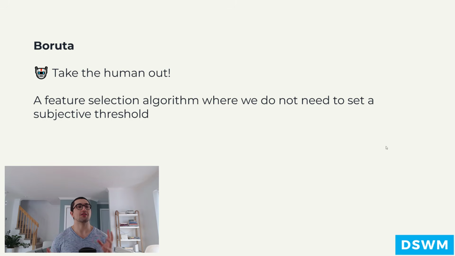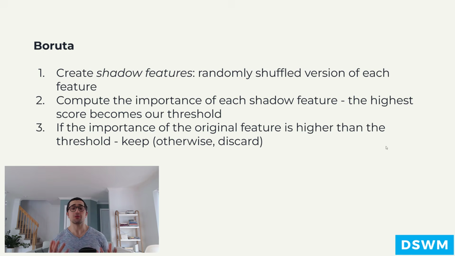This is an automated feature selection algorithm where we actually don't need to say how many variables we want to keep. And the way it works is really impressive, I think. So basically, Boruta starts by creating shadow features, and those are randomly shuffled versions of each of your features. And then it's going to compute the importance of each shadow feature using your model, by the way. So in a sense, this is also a bit of a wrapper method, right? Because it uses the model to compute the importance.